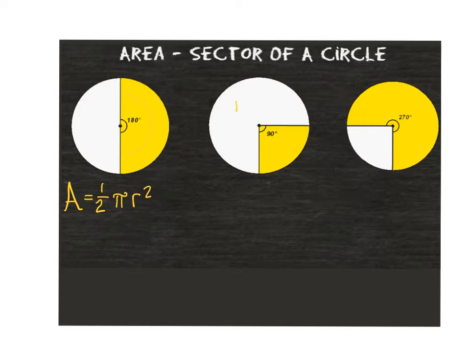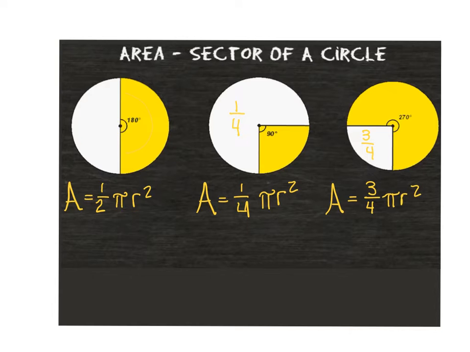Here I can see that my sector is representing a fourth of a circle. So I'm going to take my pi r squared and I want to find what 1/4 of pi r squared is. In our third example, we have almost the whole circle, or more than half anyway, 3/4 of the circle. So the area of that sector will be 3/4 of pi r squared.